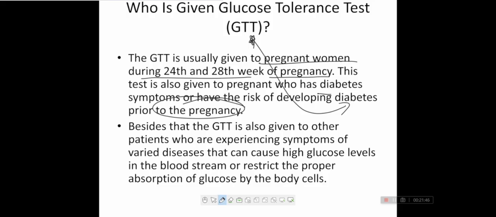Besides that, the GTT is also given to other patients who are experiencing symptoms of varied diseases that can cause a high glucose level in the blood stream or restrict the proper absorption of glucose by the body. If our body does not absorb the glucose, or there is a high glucose level in the blood, that patient also gets the GTT. GTT is performed to know the functioning of the body in response to glucose.